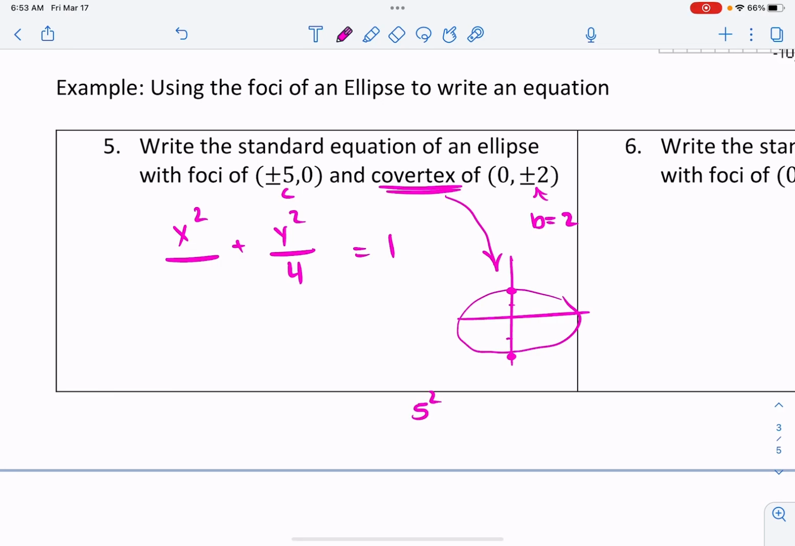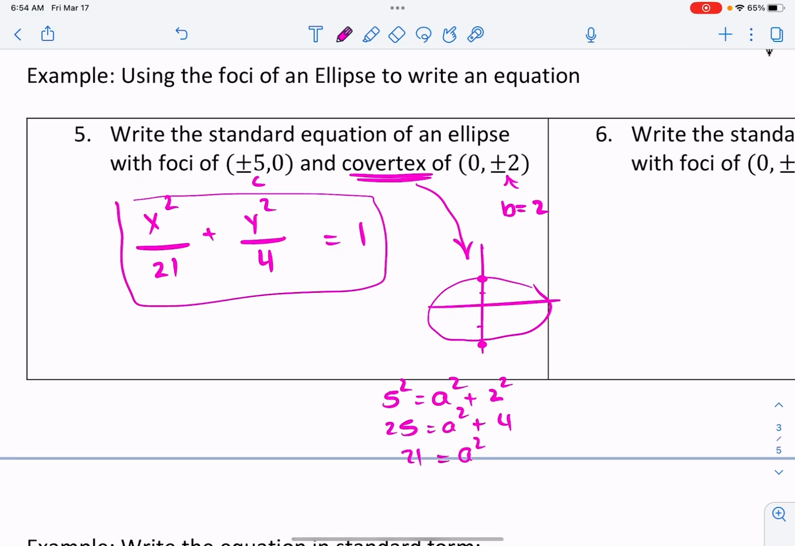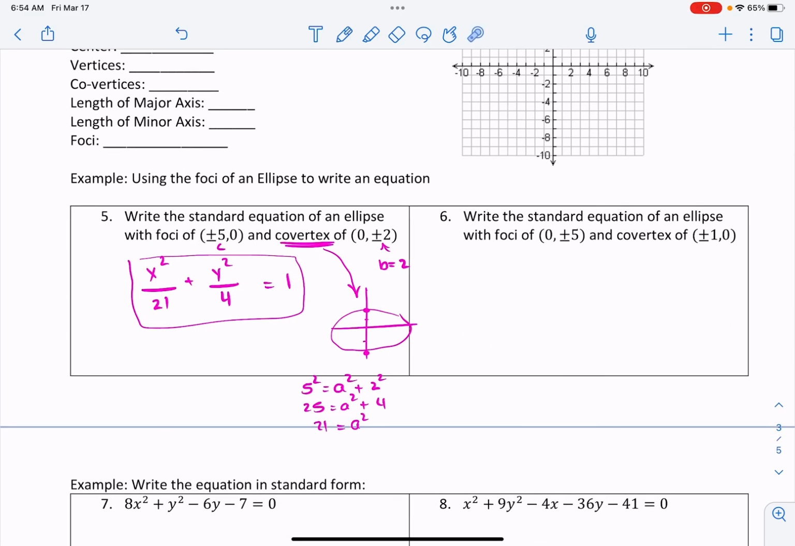Now I do need to find out A, but they do give me what the C value is here. So I'm going to do 5 squared equals A squared plus B squared. So we get 25 is equal to A squared plus 4. A squared is equal to 21. And that's all I need. I need A squared, which is 21. And there is the equation for it. That's it. I do want you to try the next one.